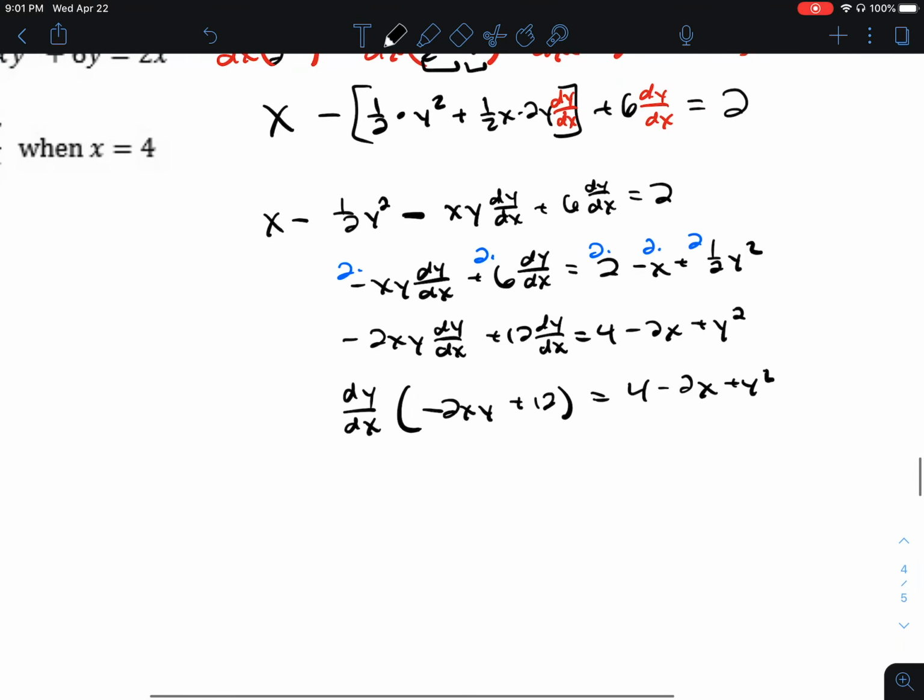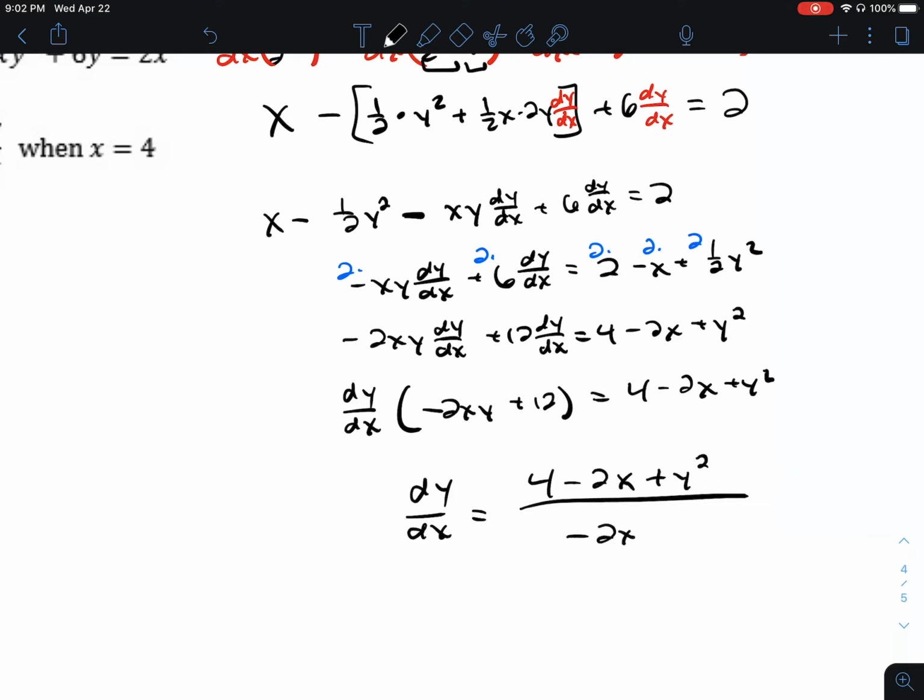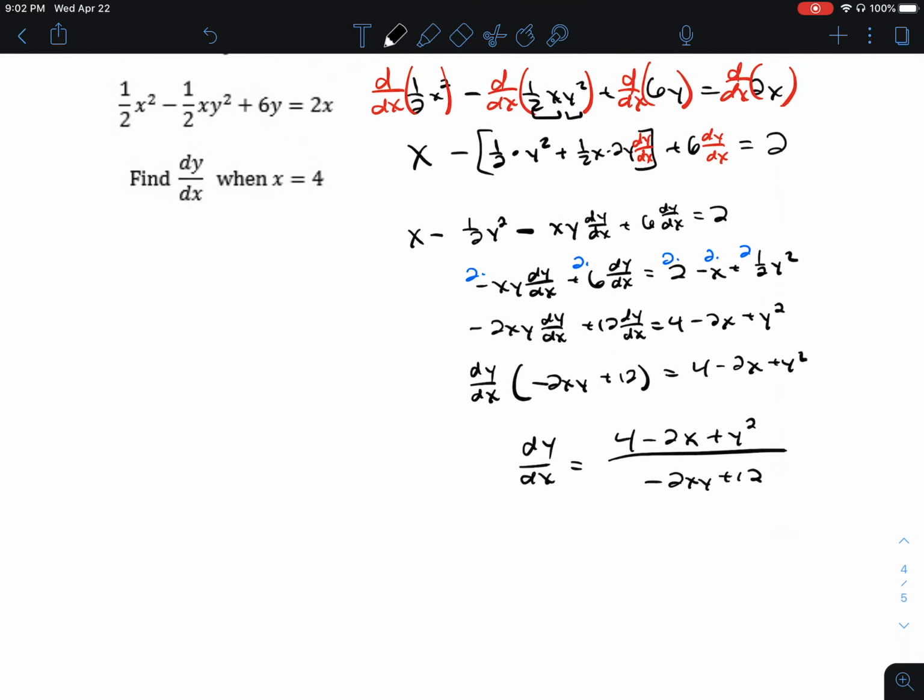And to get dy over dx by itself, we're going to divide both sides by this. I'll just leave it like that. So dy over dx is this ungodly thing. Let's assume I didn't make any mistakes. And if I know me, I probably have.